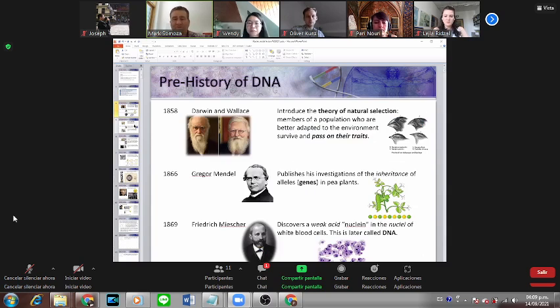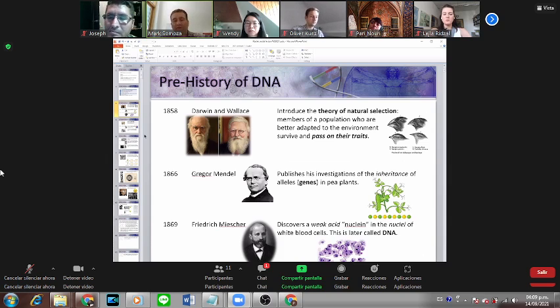Anyway, let me give you a quick background on the history and prehistory of nucleic acids. So I chose this slide. Of course, the real history goes back to the beginning of life, but our understanding of the function of DNA goes back to Darwin and Wallace. They introduced the theory of natural selection. So the idea is that members of a population who are better adapted survive and they pass on their traits. Of course, at the time they didn't know what the mechanism for passing on those traits was, but it became clear with Darwin that there had to be such a mechanism.